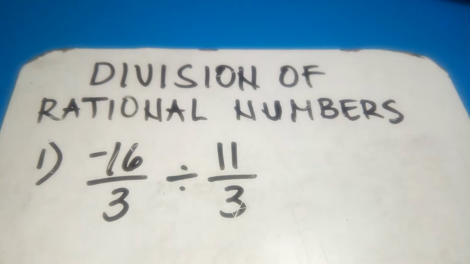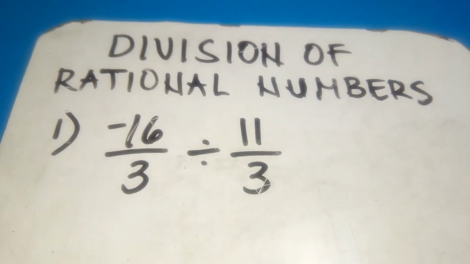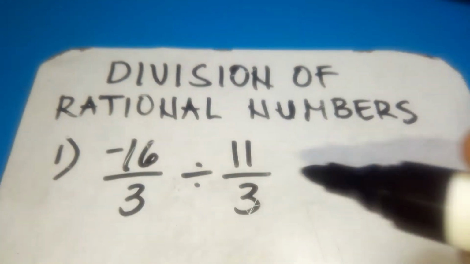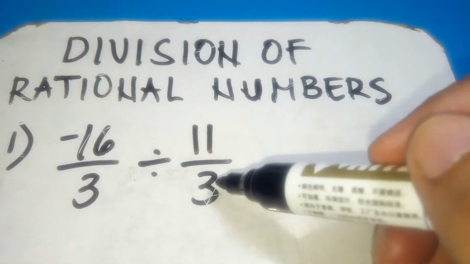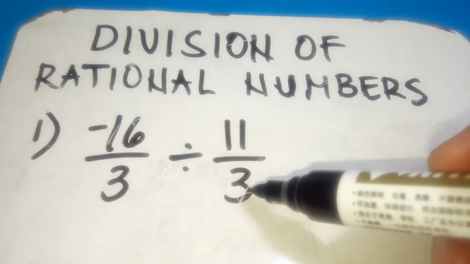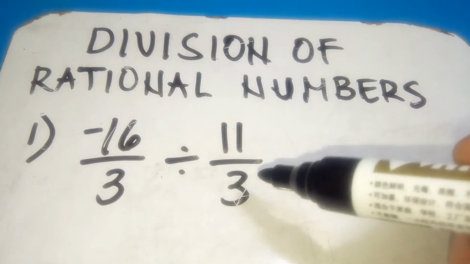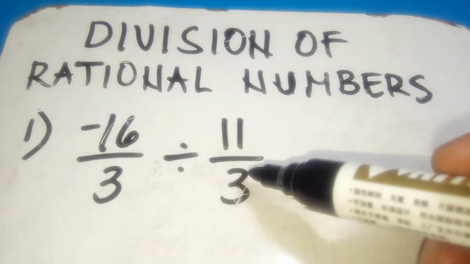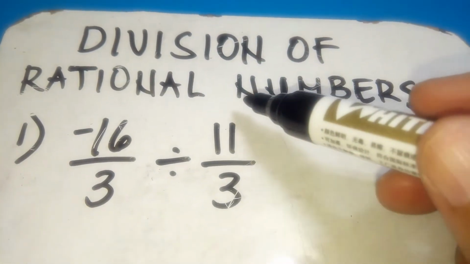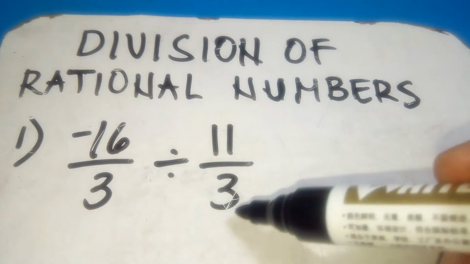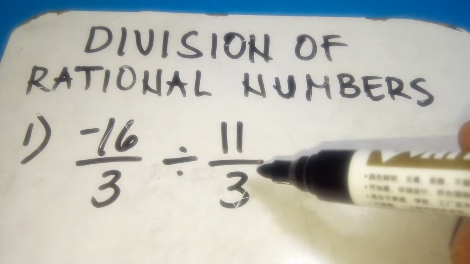This time I just want to explain to you how to divide rational numbers. So let's have example number 1. It's negative 16 over 3 divided by 11 over 3. Our concept or rule on how to divide fractions is by taking the reciprocal or the multiplicative inverse of our divisor and proceeding as in multiplication of rational numbers.